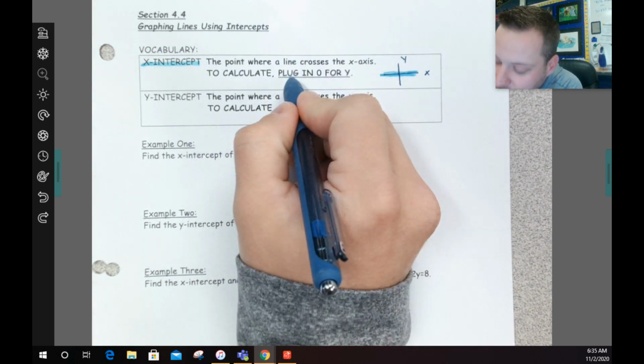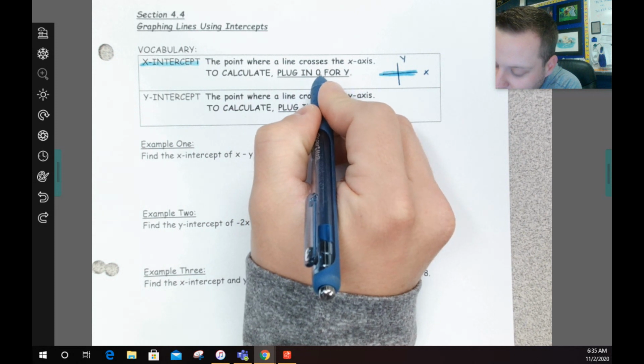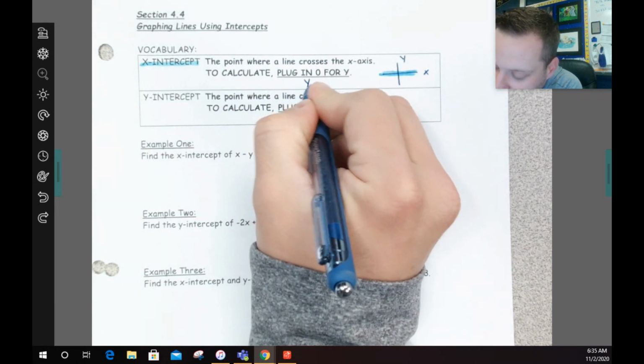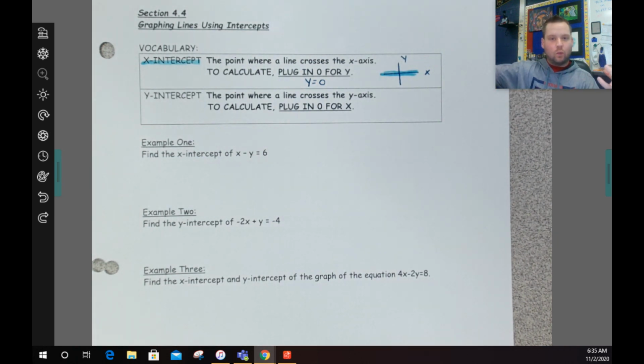The other way would be from an equation. So to find the x-intercept, what we're going to do is plug in 0 for y. So y has to equal 0 for an x-intercept. Kind of the opposite of what you think. All right, x-intercept, y equals 0.